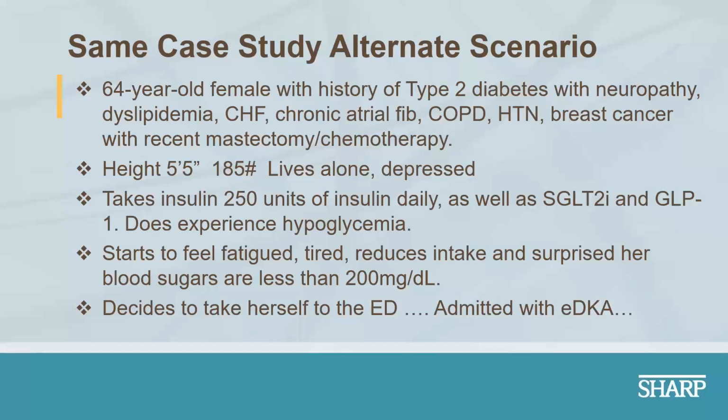But, when she came, let's say that she was out of her home, she was not coming in for any other reason other than she started to feel fatigued. She was tired. She reduced her intake. She felt bad, but her blood sugars were not that horrible. She decided to go to the ED. She was feeling so overwhelmed by this level of illness. And she actually was shown to be admitted with the same type of thing in euglycemic DKA.